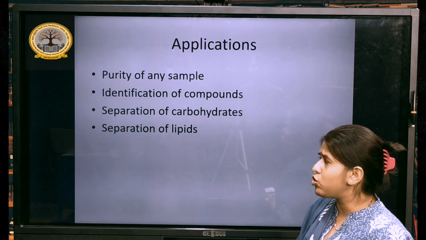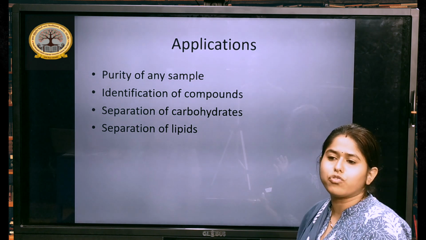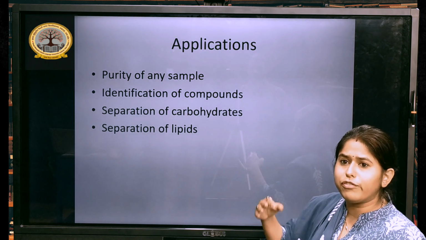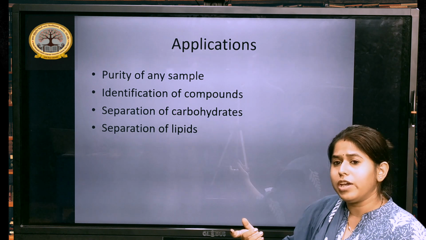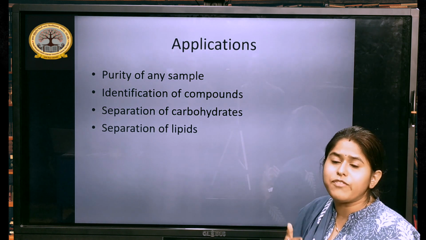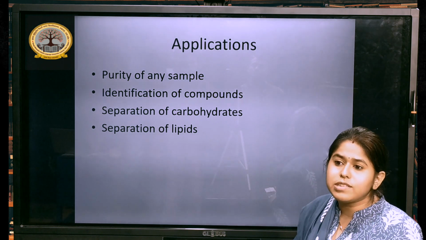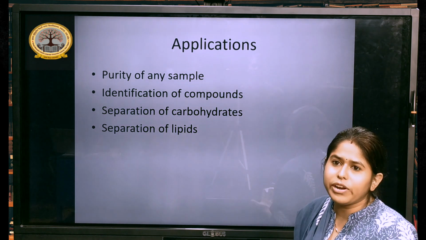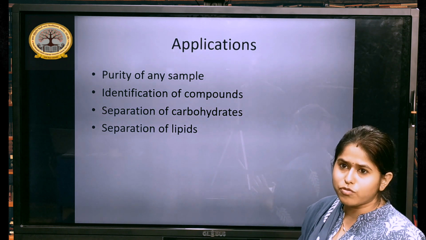What are its applications? We can achieve purity of samples. We have a mixture of components and we can achieve a purified form of a compound. The purified compound that we have achieved, we can identify if it is an unknown compound. If we have a mixture of carbohydrates and I want a specific type of carbohydrate, I can achieve that. I can separate different carbohydrates from a mixture of compounds.